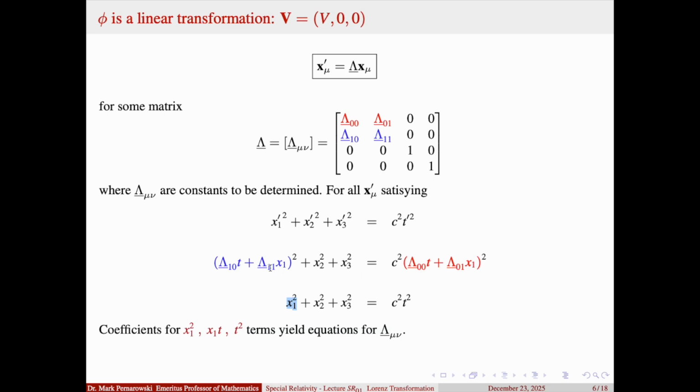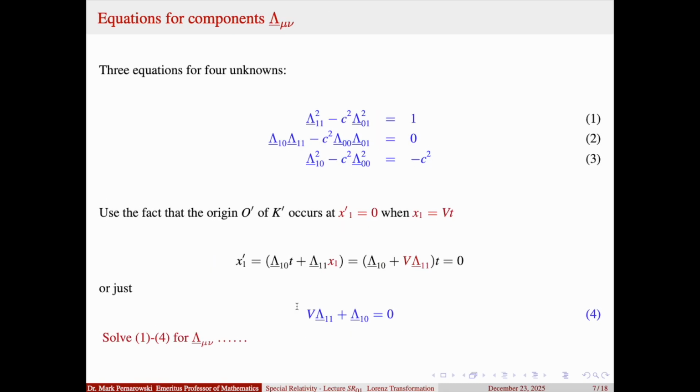And then I'm going to have a lambda 11 squared, and on the right side a c squared times lambda naught 1 squared that I bring over onto the left side. That gives me an equation for a couple of coefficients to make sure that the thing in front of x1 squared is a 1. If you do that, the x1 squared term gives you an equation. The cross terms, x1 t's, there aren't any, so that coefficient should be 0. And the coefficient for t squared should be minus c squared.